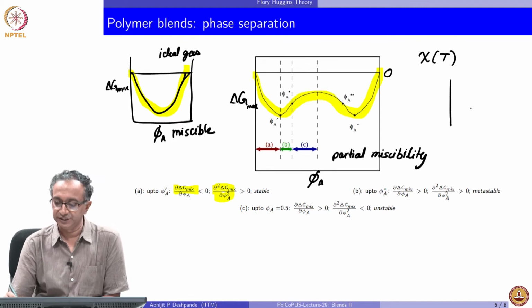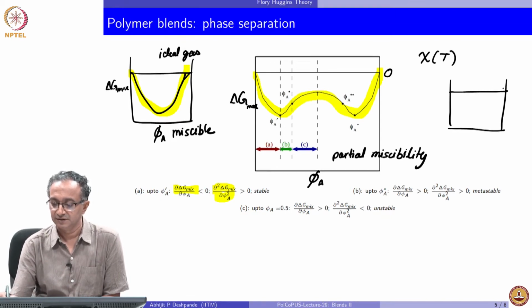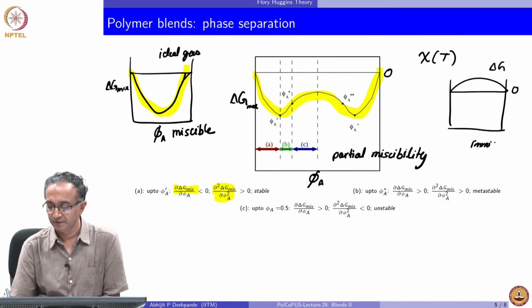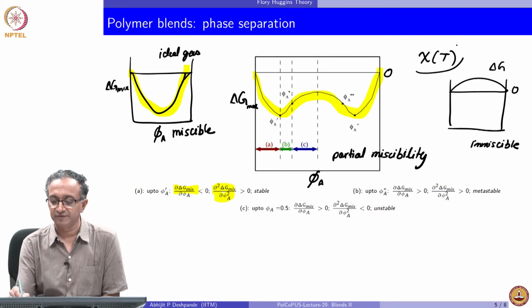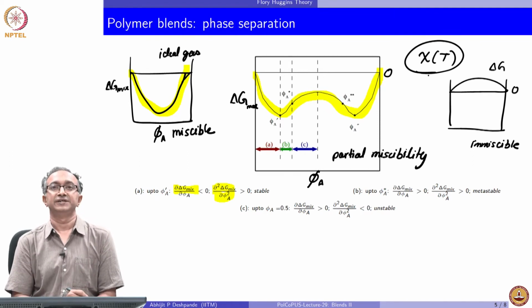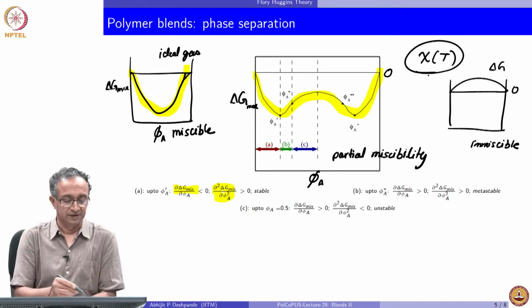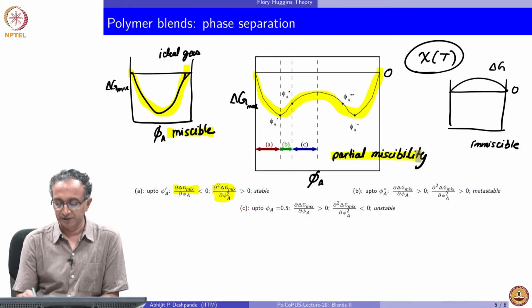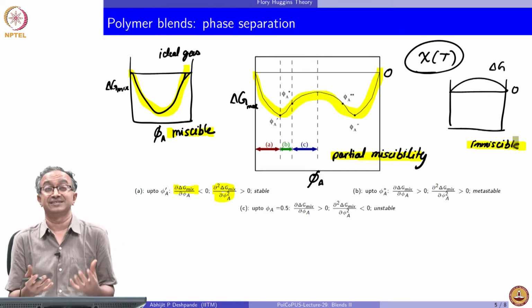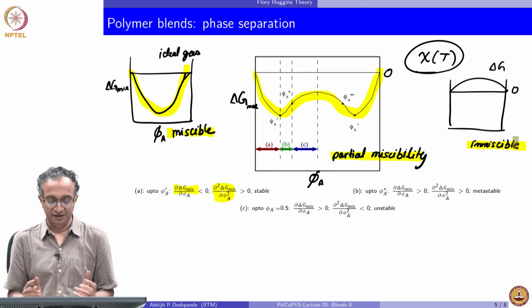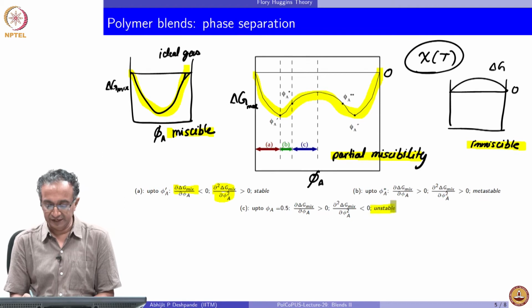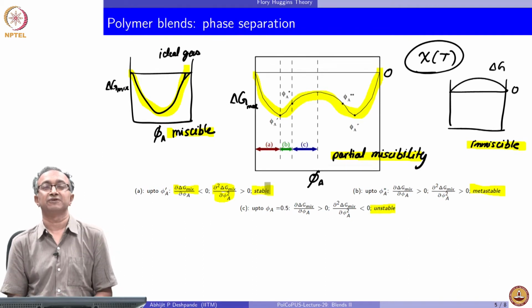And we can have a situation where delta G is completely positive. So this is an immiscible system. Therefore, depending on the value of chi, we can achieve all of these three, and therefore the interaction between polymer A and B determines whether we have a miscible system, a partially miscible system, or an immiscible system. So Flory-Huggins theory is a very useful theory to understand these different regimes of behavior shown by different polymeric systems. And we can analyze this also from the point of view of stability.